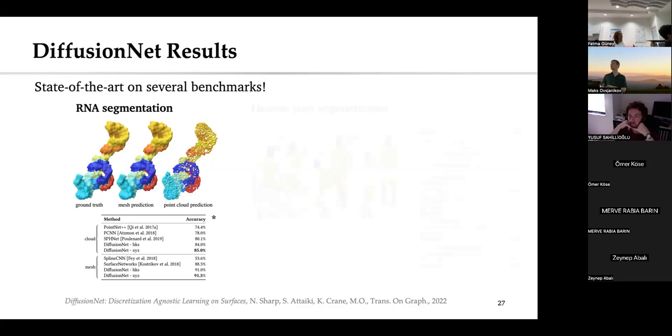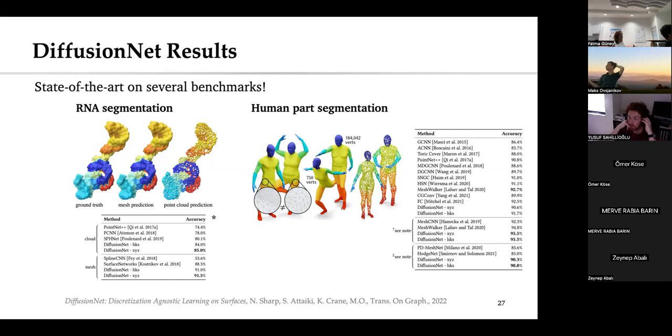Here we did some segmentation of RNA molecules, segmentation of humans across different types of meshes. And my students, Suhaib and Nick, did an incredible amount of testing and benchmarking, and it is always at least competitive.